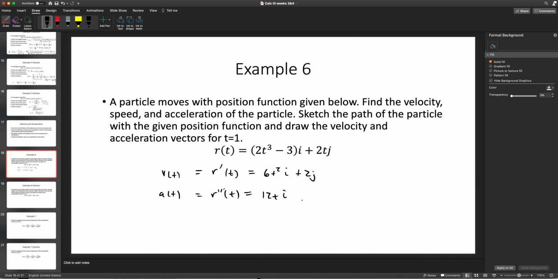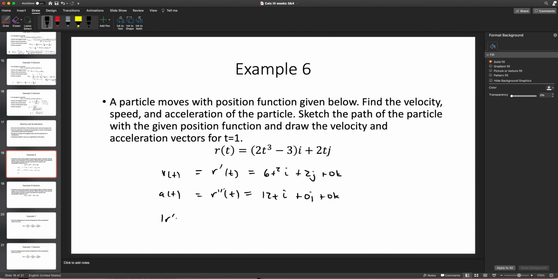By the way, if you don't have a j or k here, that means it's 0. So like here, r prime of t, this k component technically is 0k. This one would have 0j plus 0k. You usually don't write that, but it's implied whenever it does not appear. So that's velocity and acceleration. And then the speed.